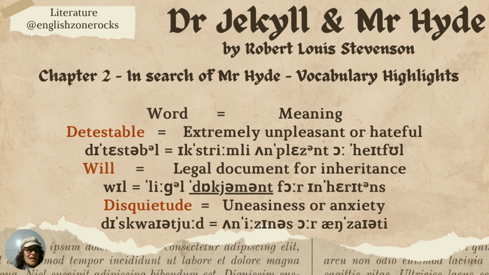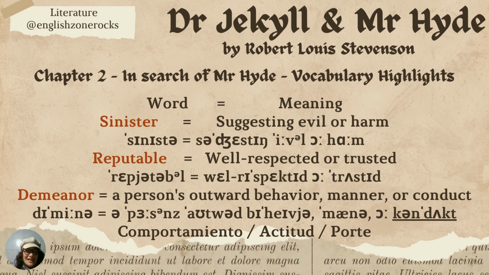Now, as regards vocabulary, we've got detestable, extremely unpleasant or hateful. Will, a legal document for inheritance. Disquietude, uneasiness or anxiety. Anxiety, I love that word. Sinister, suggesting evil or harm. Reputable, well respected or trusted. Demeanor, a person's outward behavior, manner or conduct. Comportamiento, actitud, porte.